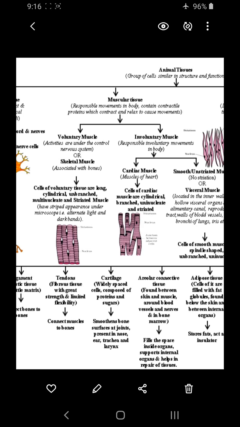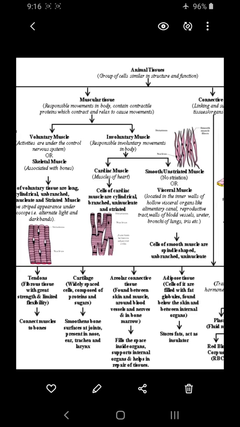Next is involuntary muscles, cardiac muscles, which are present in the heart. And next is the smooth or unstriated muscles. These are also involuntary muscles. These are present in the walls of blood vessels, ureter, bronchi of lungs, iris, etc., which do not work according to our will. And these are unstriated, means no striations are present in this.